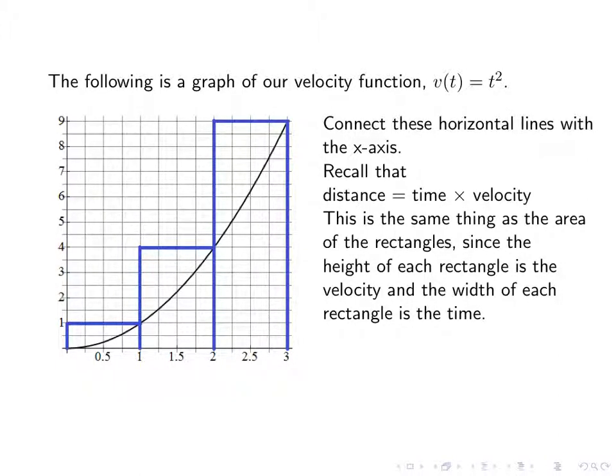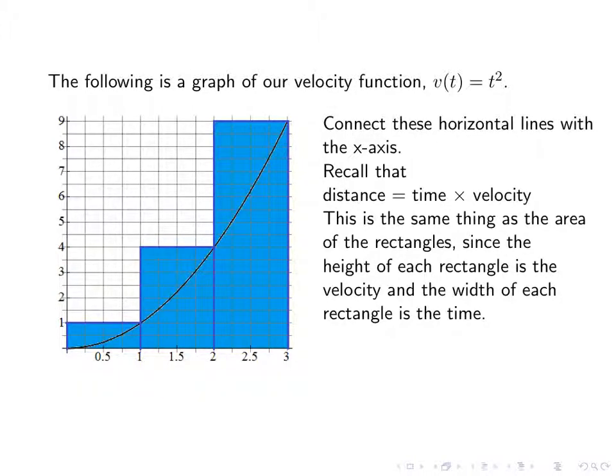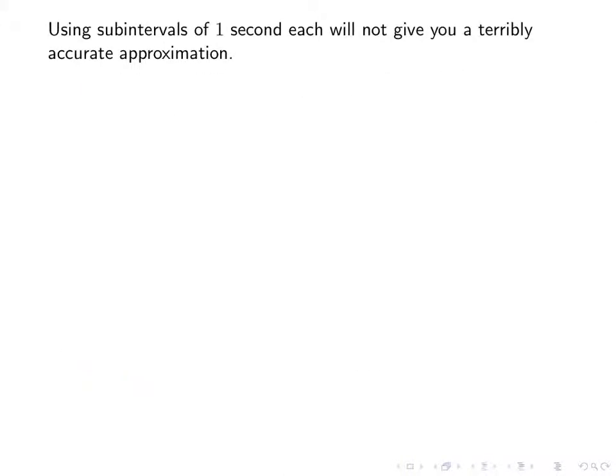So the distance, which is time times velocity, is the same thing as the area of our rectangle, our length times width. And you can see here that the area is now shaded. So again, the distance is the area of the rectangles. Using subintervals of 1 second each isn't going to give us a terribly accurate approximation. Remember, depending on what velocity we chose for each of those seconds, we got both 5 meters and 14 meters. And that's kind of a big difference between those two.